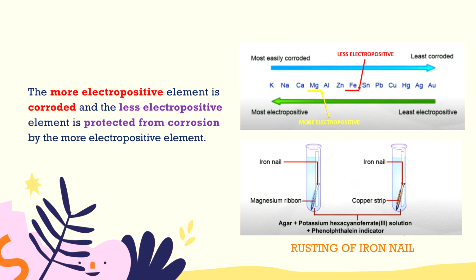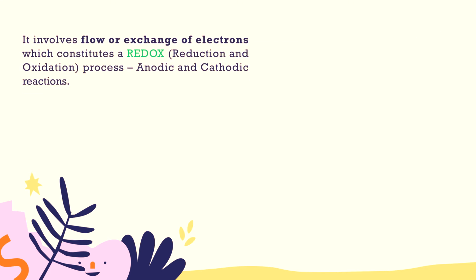On the other side, we can observe an iron nail being wrapped around by the copper strip. And in this case, the iron is considered more electropositive than the copper strip. Thus, the acceleration of rusting of the iron nail will eventually proceed. Since it is electrochemical in nature, it involves the flow or exchange of electrons, which constitutes a reduction and oxidation, or redox reaction process, simultaneously. And we will be able to identify the anodic and cathodic reactions.